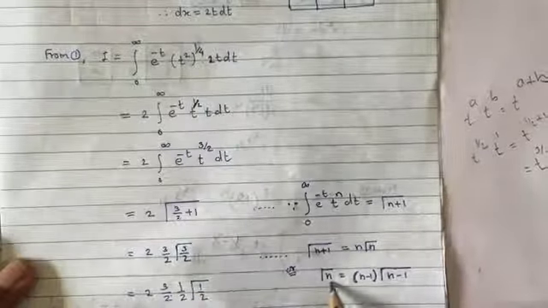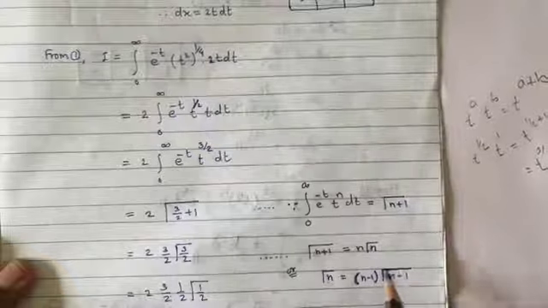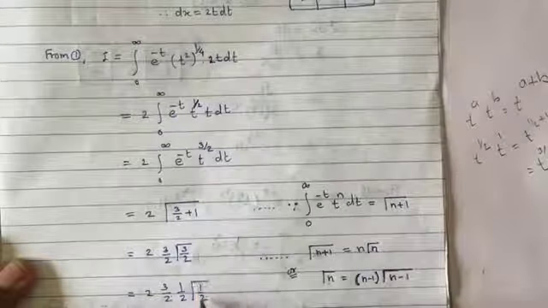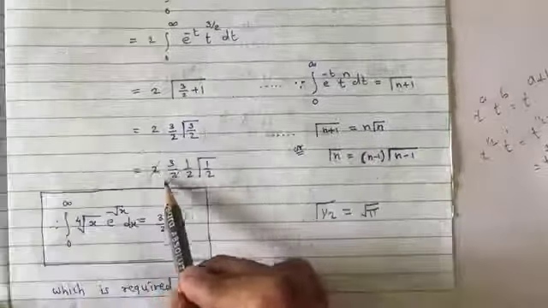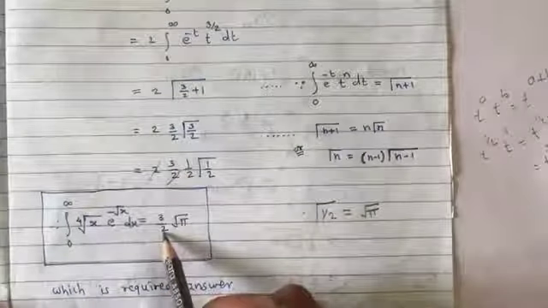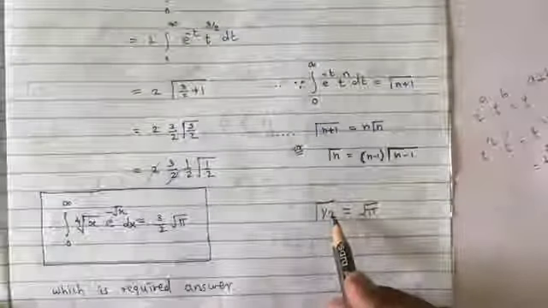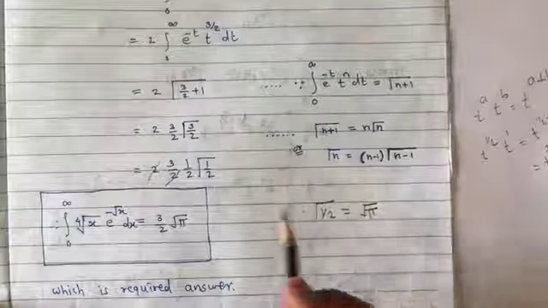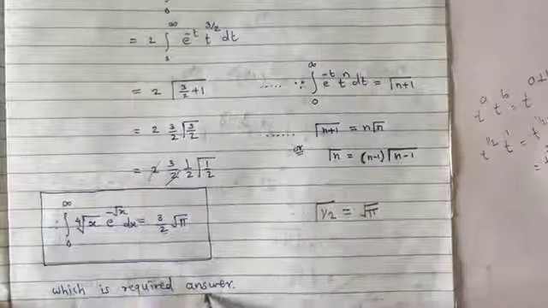Okay, by using this formula, gamma of n is equal to (n minus 1) into gamma of (n minus 1), that is 1 by 2 gamma of 1 by 2. This is the simplification of gamma of 3 by 2. The 2s get cancelled, and we get 3 by 2 into gamma of half. But we know that gamma of half is nothing but root pi, that is 3 root pi by 2. Okay, which is the required answer.